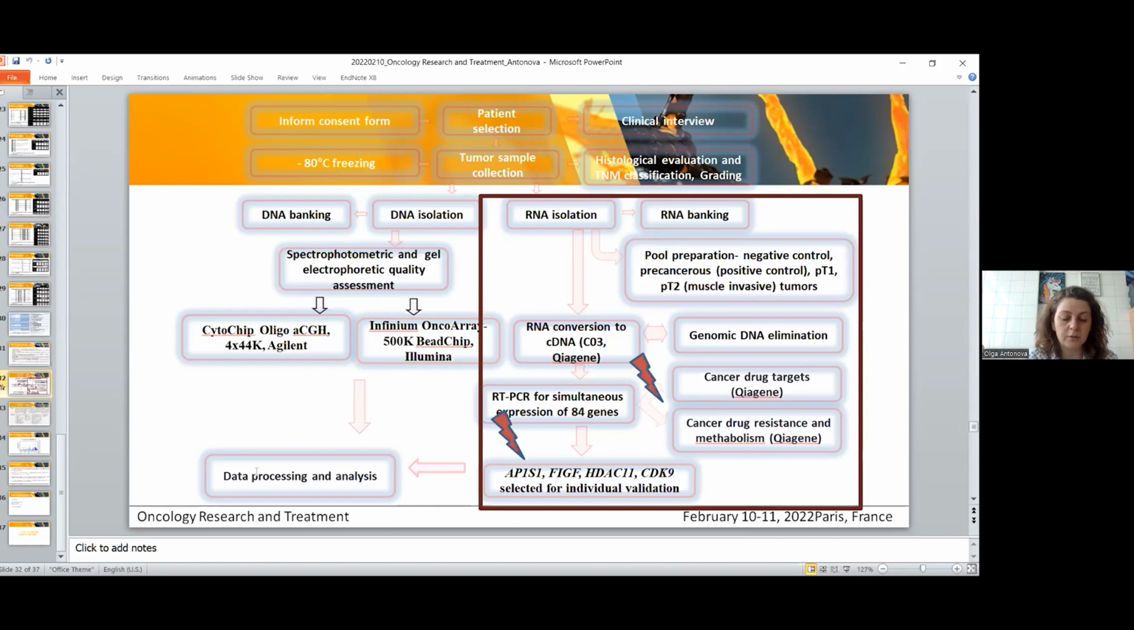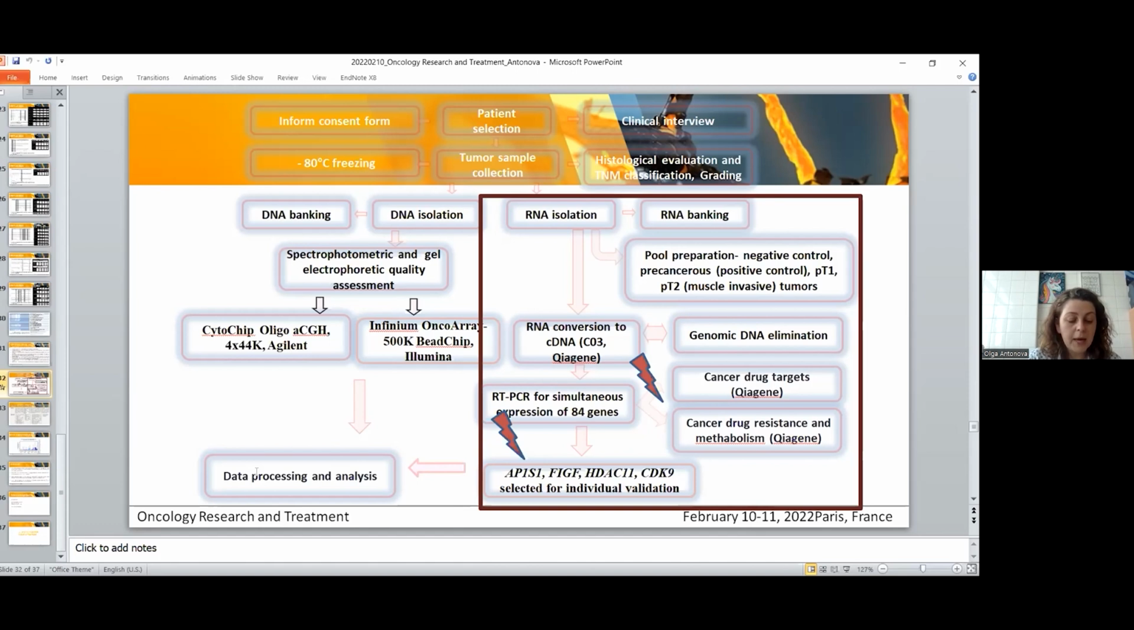It's very important to include this step here. RNA yield and purity were also determined using NanoDrop, and the RNA integrity by 1% gel electrophoresis. First, we prepared 5 different pools from these isolated RNAs. Each pool was composed of tumor samples from the same tumor stage: pTa, pT1, and pT2. Also, we had one group for chronic inflammation, the precancerous group, which is the positive control, and normal bladder tissue as negative control.